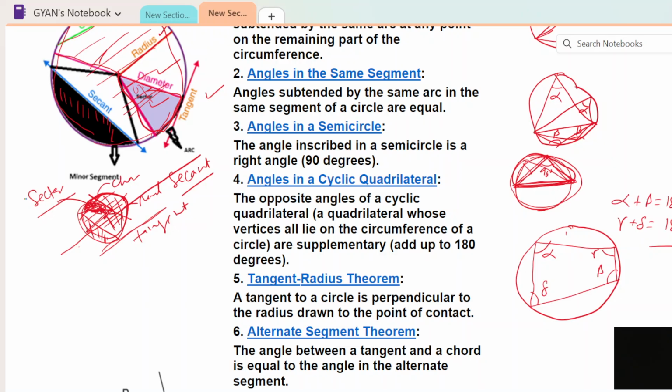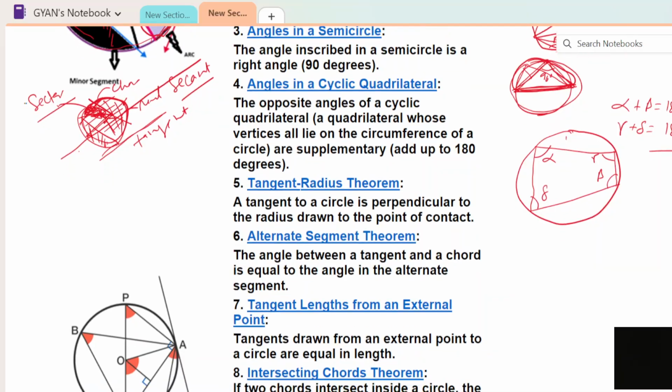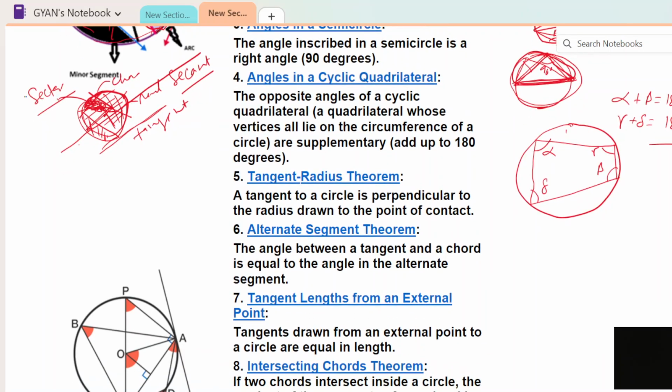In any cyclic quadrilateral this holds. A tangent to the circle is perpendicular to the radius drawn from the point of contact. So this is the point of contact, and this will be 90 degrees. This is the tangent, this is the radius. Suppose the tangent is here, then this will also be 90 degrees.